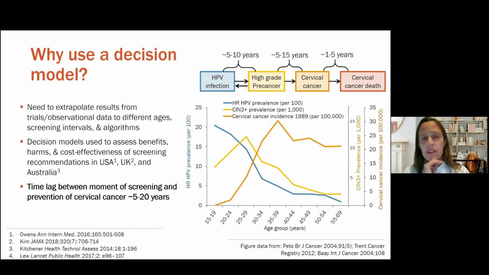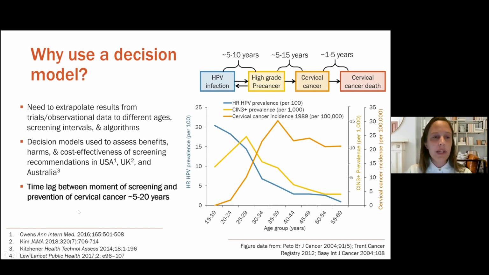So why would we want to use a decision model to look at this question? The simple answer is that for this question, we need to extrapolate results from many clinical trials and observational data to perhaps different ages, using different screening intervals and using different algorithms than have been used in the past. Decision models like ours have been used to assess benefits, harms, and cost effectiveness of screening recommendations in the US, the UK, and in Australia. So I think there is increasing demand for using decision models to help inform decisions on what type of cervical cancer screening algorithms we want to have.